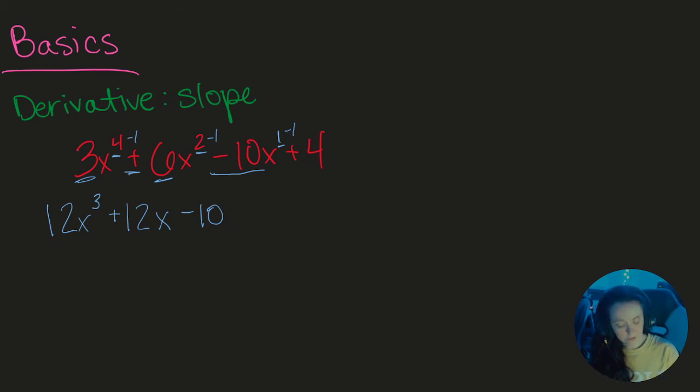And then this value right here, once again, drops away because the derivative of a whole number is 0. So the derivative of this entire thing would just be 12x cubed plus 12x minus 10. And then if it gave you a value to input there, you could find the slope of an actual line, like the actual number value. Right?